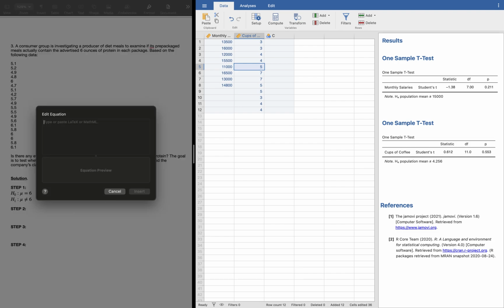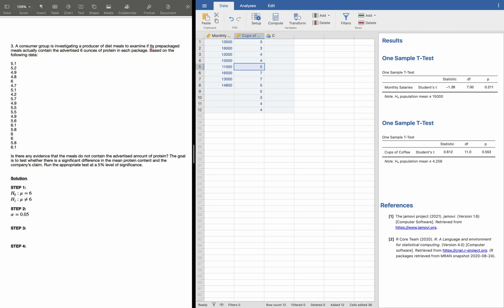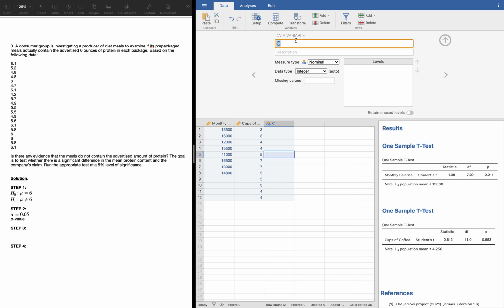So step two, we want to write our alpha level, which is equal to 0.05, the default alpha level. And we want to have our p-value next. So what's our p-value? We need to input all of these first in column C. Let's call this protein amount, just to make it simple. And this is not nominal, this is continuous. And we are expecting how many?